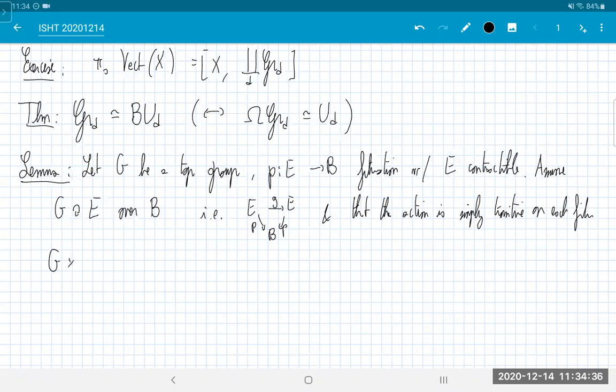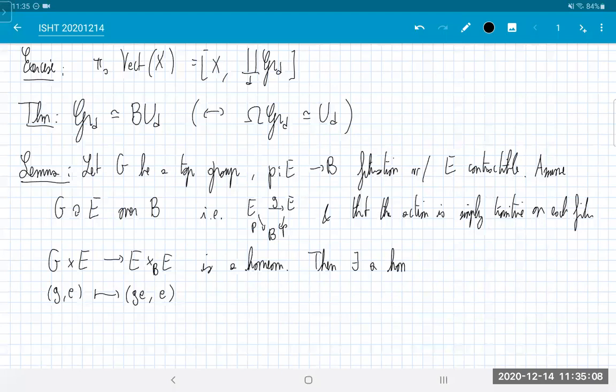I mean that the map G times E to the fiber product, given by (g, e) maps to (ge, e), is a homeomorphism. In fact, you need less than this, but let me ask for this stronger condition. Then there exists a homotopy equivalence of E1 spaces between G and the loop space for any point.